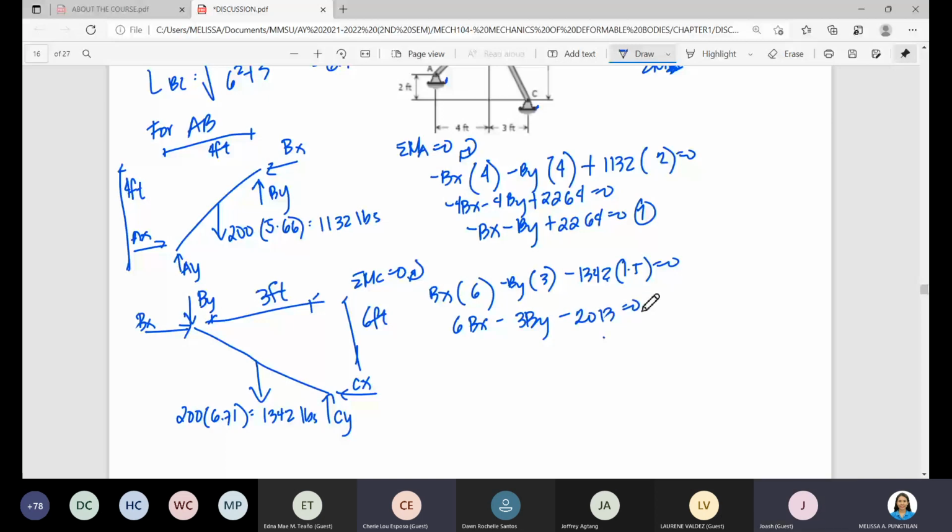Nagde-delay po, ma'am, mga 5 to 10 seconds po. Siguro pagod na rin yung pen ko. Wait lang.